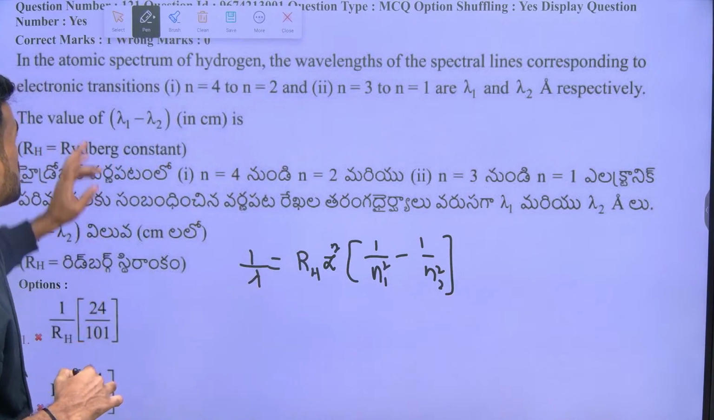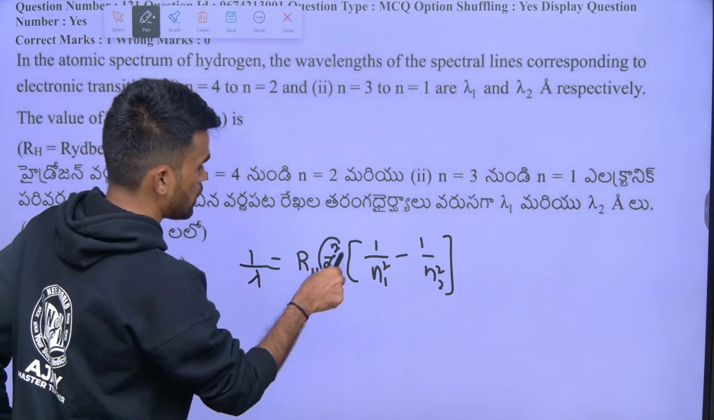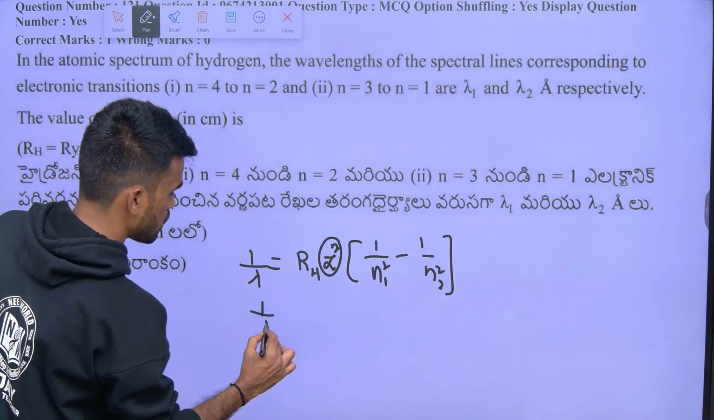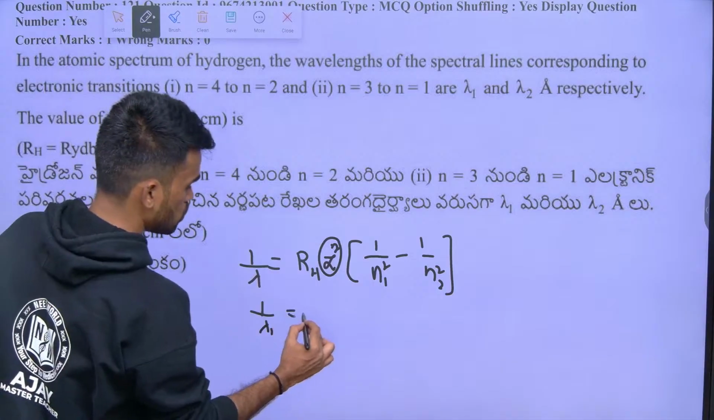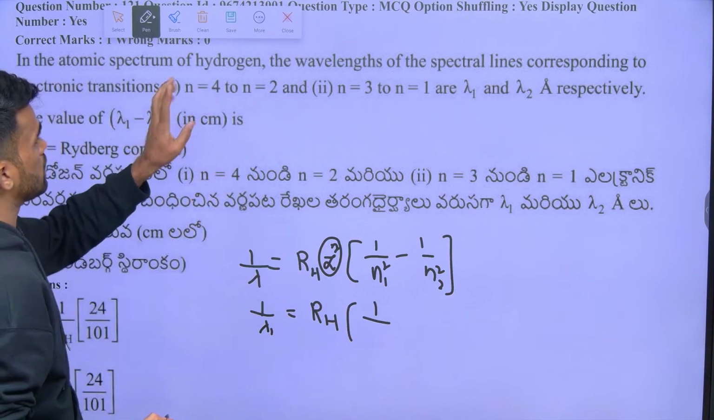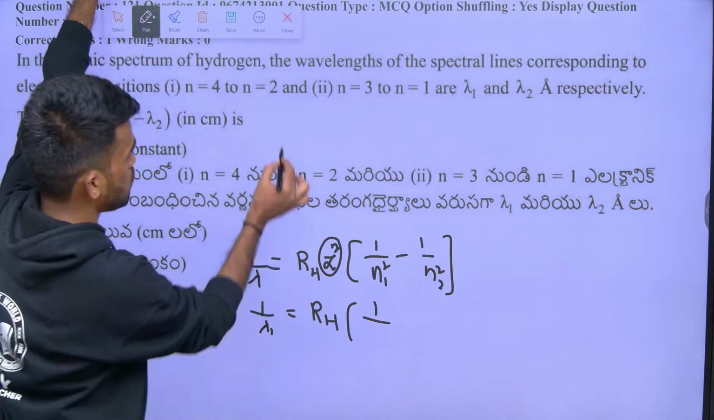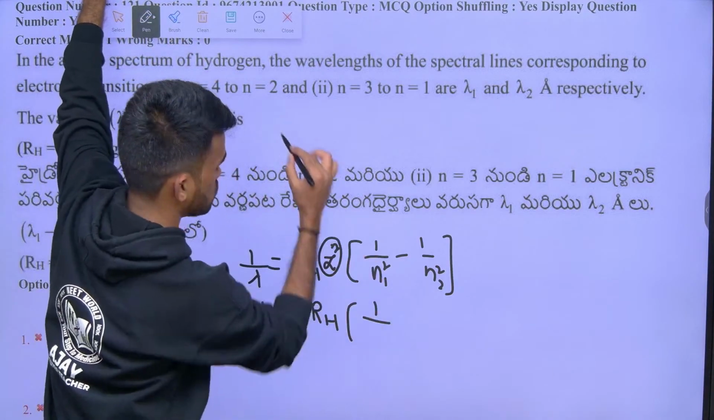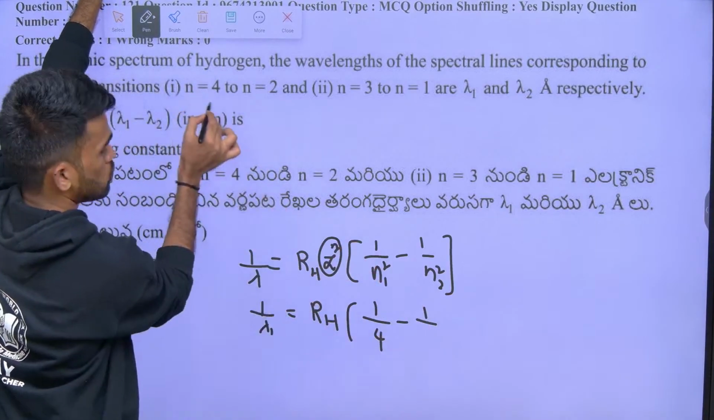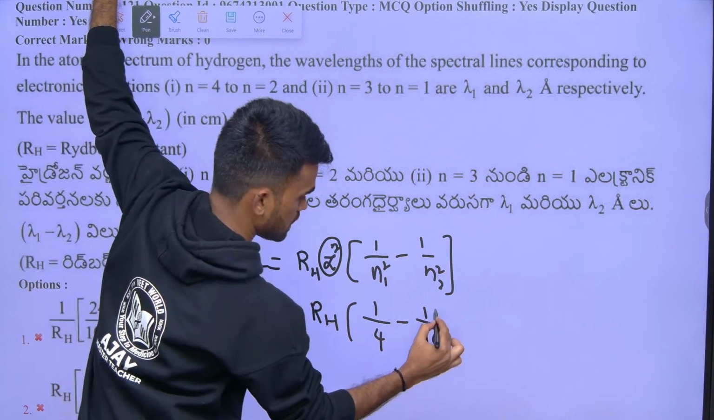For hydrogen atom, the atomic number Z will be 1, so I can write RH, that is the Rydberg constant. So 1 by lambda 1 equals RH into 1 by N1 square. What is the value of N1 here? From 4 to 2, the smaller number you take as N1, so 2 square, that is 4, minus 1 by N2 square, that is 4 square, 16.